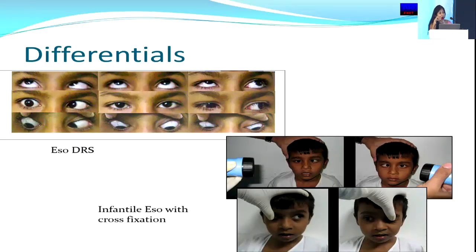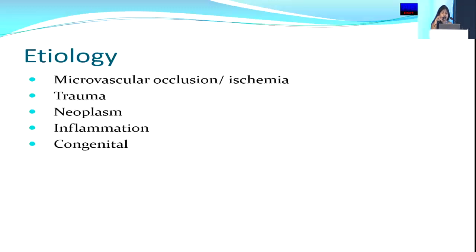Its major differentials include ESO-DRS and infantile esotropia with cross-fixation. So they are often confused as to whether this is a DRS case or a sixth nerve palsy case. But if we look at the amount of deviation in the primary gaze, that will give us a clue whether it's a restrictive or a paralytic strabismus. In restrictive, generally the amount of deviation is much less as compared to a paralytic strabismus. As far as infantile esotropia is concerned, it's always important to check the ductions, not just versions. Etiology includes a whole range of causes like microvascular occlusion, trauma, neoplasm, inflammation, or congenital.